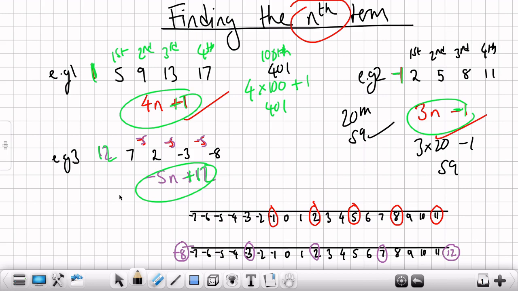If you're wondering how to work out a similar sort of thing for non-linear sequences, i.e. when the numbers are not going up in equal steps, I've already created a video on that.